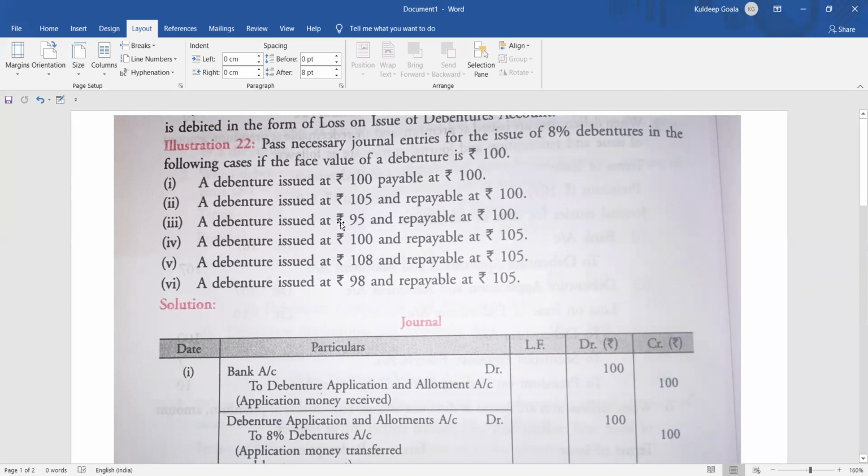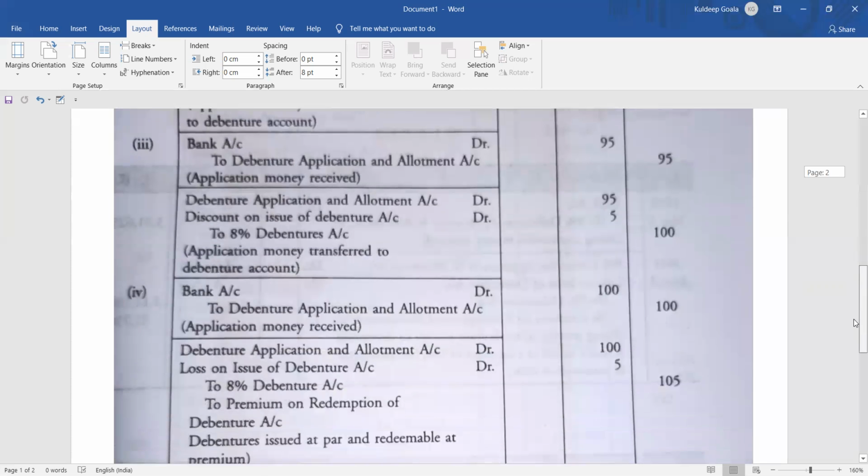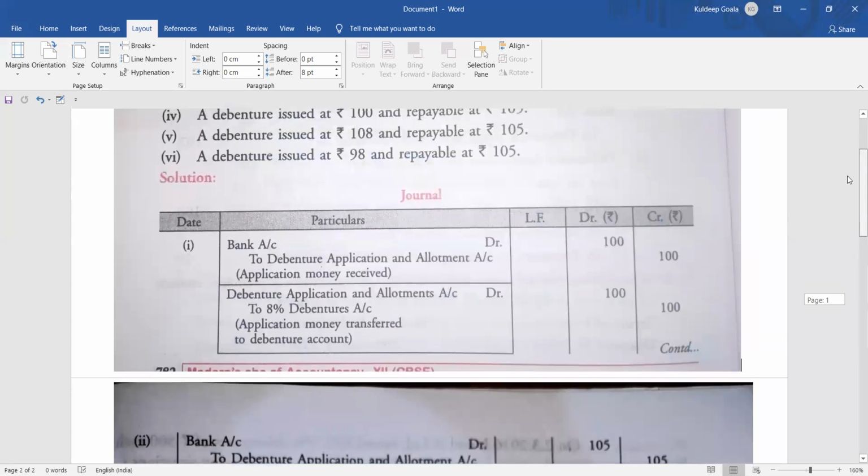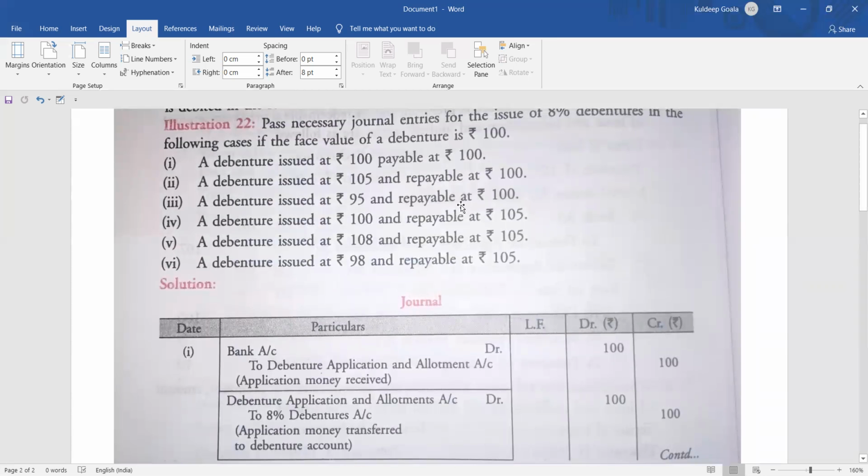So first let us do the issue. How much money did we get? 100 rupees. So bank account debit to debenture application and allotment account, 100 rupees. That is clear, I guess. You can just see point number 4. Bank account debit, 100 rupees to debenture application and allotment account, 100 rupees. Clear? After that, transfer. While transferring, you have to see what is the redeemable amount also, what you're redeeming at.